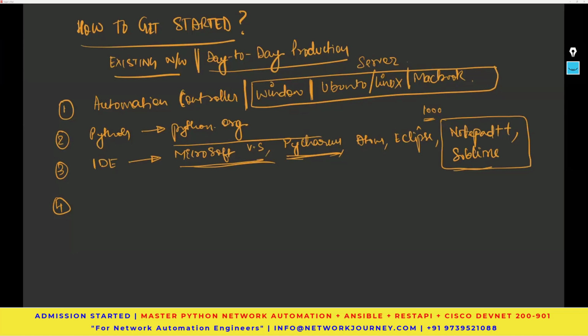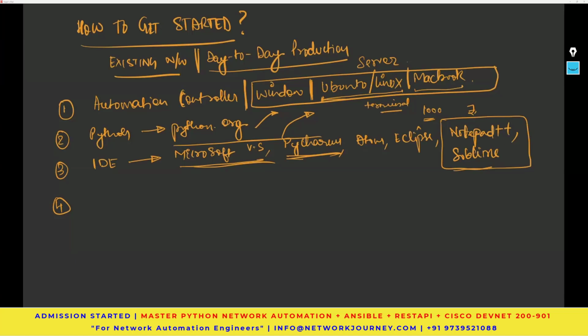What else do we need? An automation controller, that is your server, where you are going to deploy Python and install the IDE. Also remember the operating systems like Ubuntu, Linux, or Apple OS also come with a terminal by default. So you can also use the terminal to write your script and execute, but again, it's a non-user friendly interface. So it is better you install Microsoft Visual Studio or PyCharm on this.